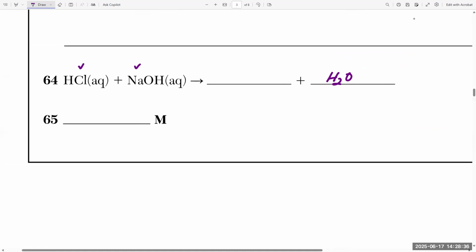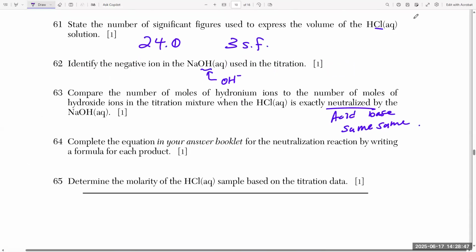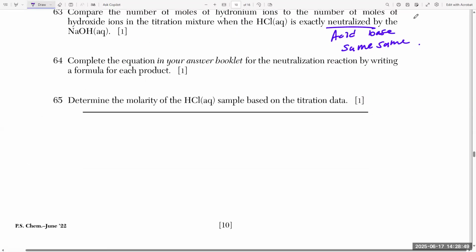So that's going to be literally sodium chloride like that, right? And if you double check, we are already balanced, so we're good to go. 65. I don't even have to ask about 65. We know what's going on, right?